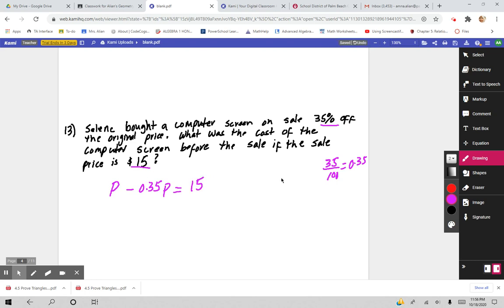Okay, we just have to solve this. This is just 1p. So this will be 0.65p equals 15. Divide both sides by 0.65. And p equals, let's see what that is, 15 divided by 0.65. So it was $23.08.